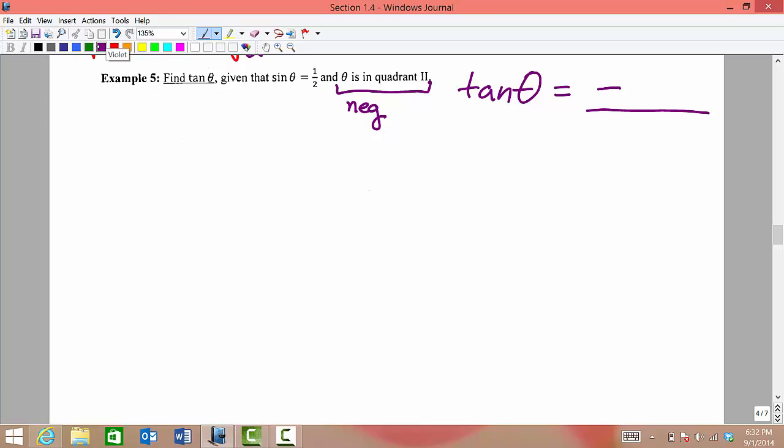Now, in order for us to get from tangent to sine, we will use our quotient identity. Tangent theta is equal to sine theta divided by cosine theta.